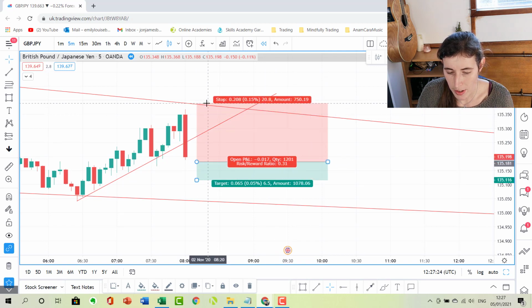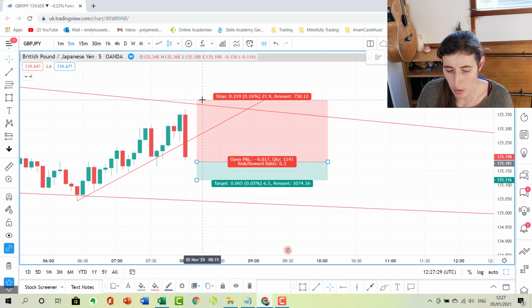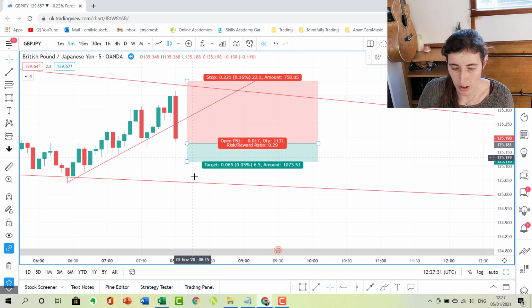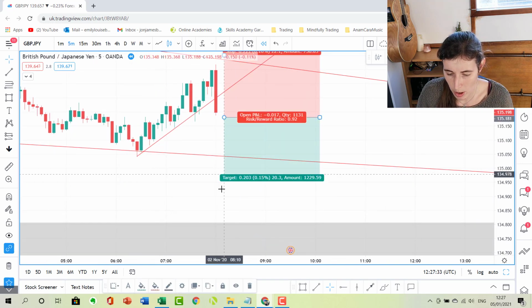Stop would be the high of this move. I'd want it to be above this trend line. I'm going to add that extra pip as well for my spread. So it's quite a larger stop actually. We're using a 22 pip stop.